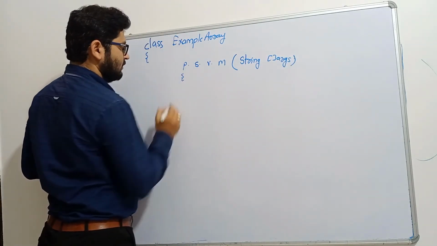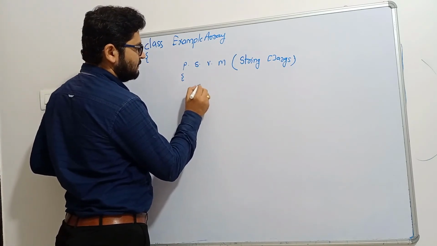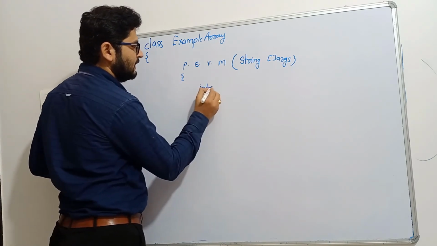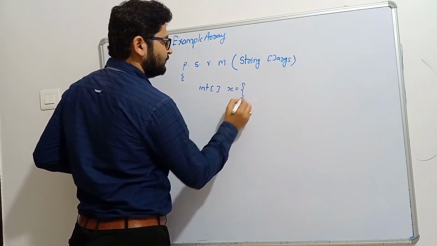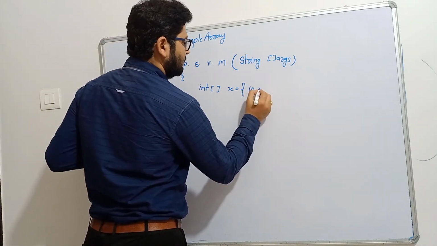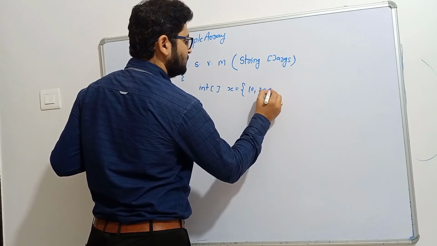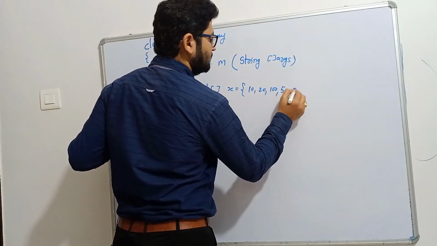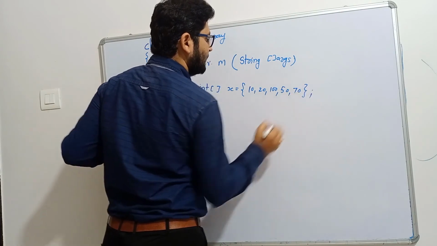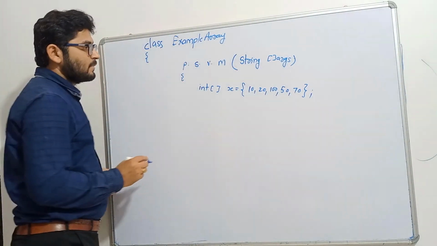Okay. So inside this, let us suppose I am creating one integer one-dimensional array. X is equal to 10, 20, let us suppose 100, then 50, 70. So that is nothing but my array.